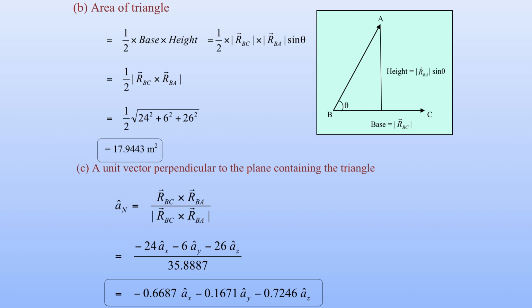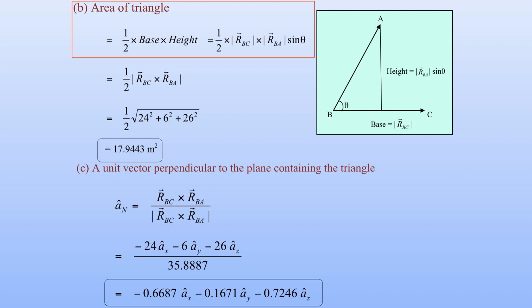So unit vector perpendicular to the plane containing triangle is simply visualized as a vector perpendicular to vector BC as well as vector BA, and such a vector can be directly obtained as unit vector corresponding to the cross product of these two vectors. So cross product divided by its magnitude, that gives us the value of vector A cap n. So this way we are able to calculate the cross product in part A, the area of triangle in part B by using magnitude of cross product, and unit vector in part C.